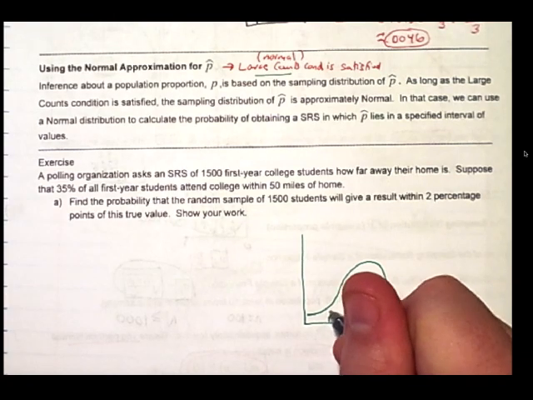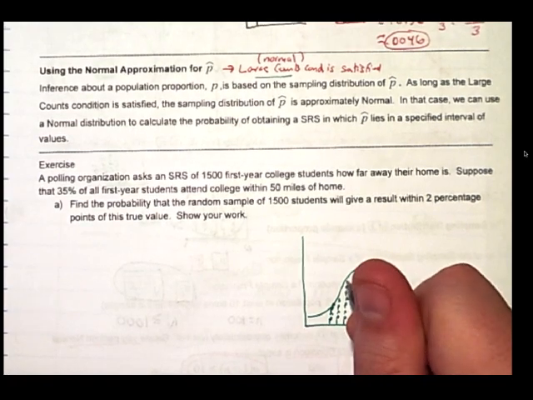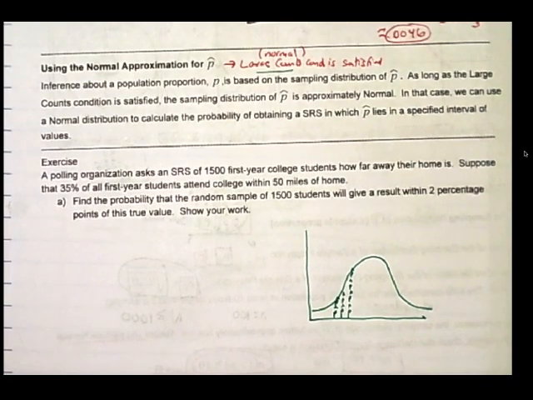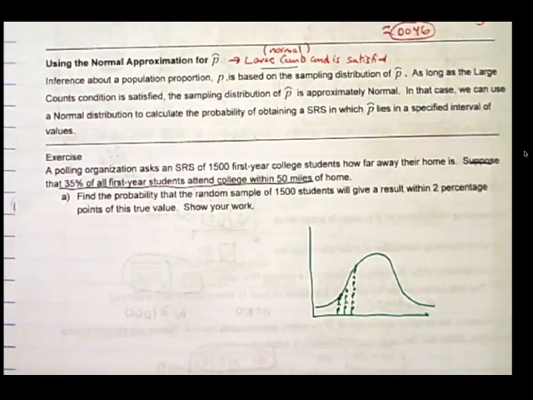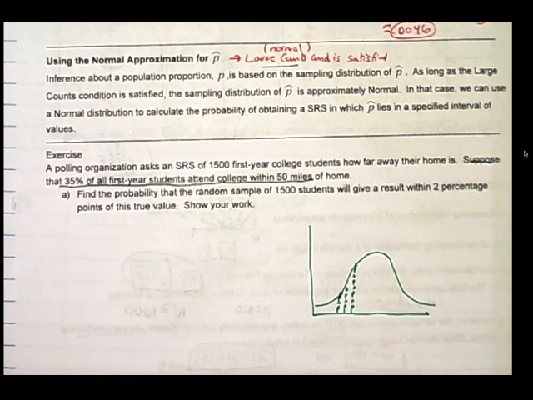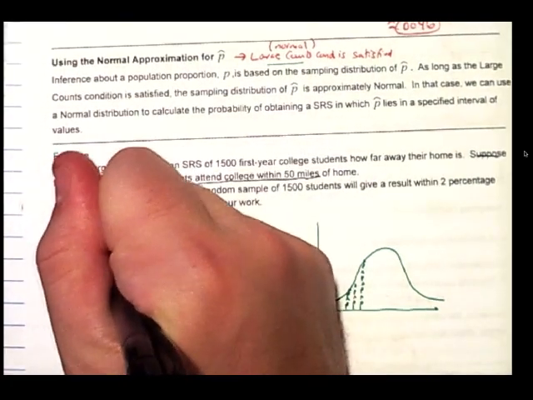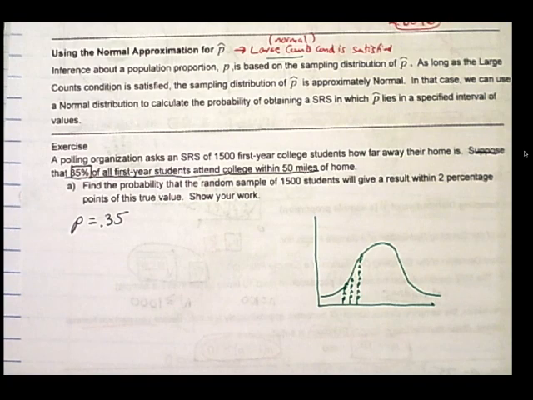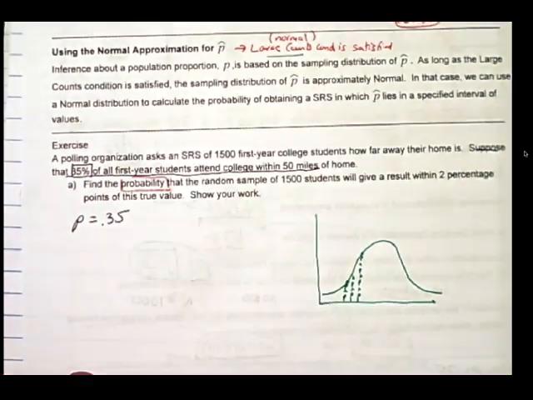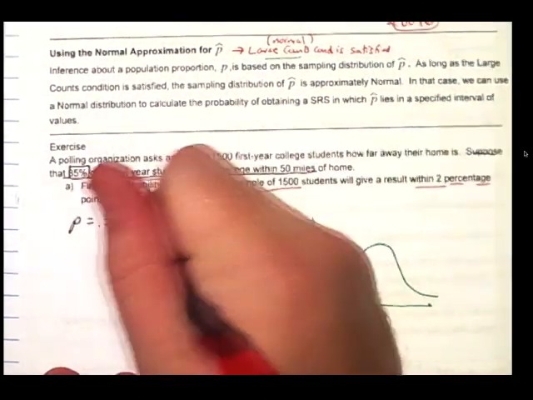Remember, the height of these values along the normal curve are for different values of p hat in repeated samples. Now it says, suppose that 35% of all first-year students attend college within 50 miles of home. So that's some sort of proportion or percentage. What it told me is that p equals 35%, which is 0.35. Now let's do part A here. I think there's only a part A. Yeah, there is. It says find the probability that a random sample of 1,500 students will give a result within 2 percentage points of this true value.